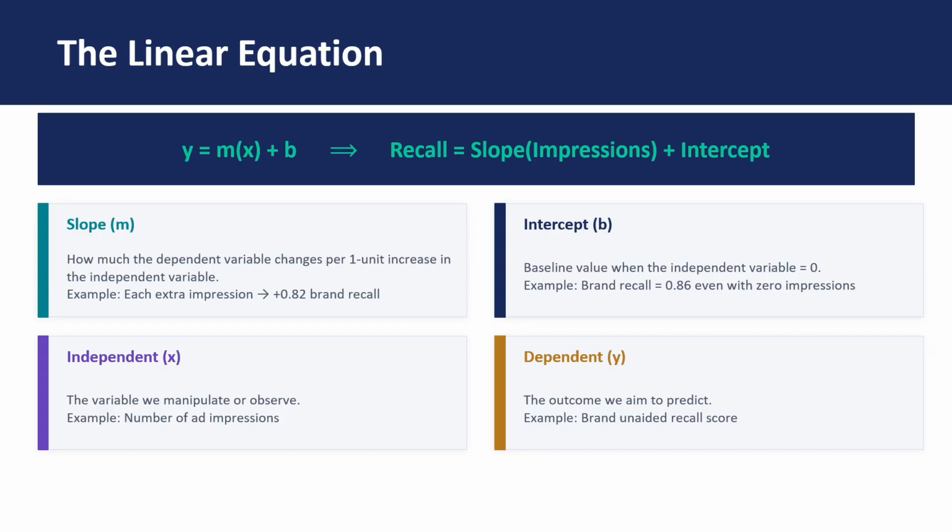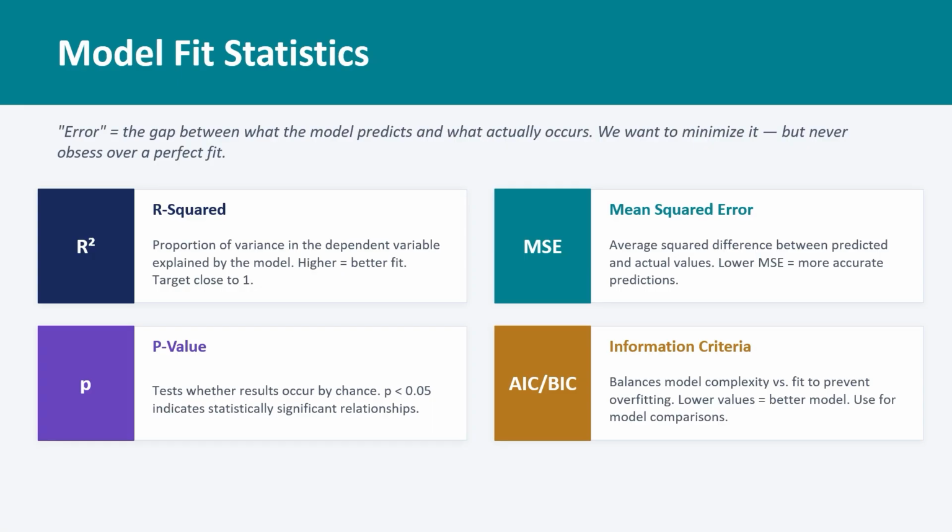The independent variable X is what we control or observe. In this case, impressions. The dependent variable Y is what we are trying to predict, recall. This simple equation is remarkably powerful. It lets us say, if we run 10 more impressions, here is what we expect recall to look like. That is a forecast. Okay, we have built a model, but how do we know if it's actually good?